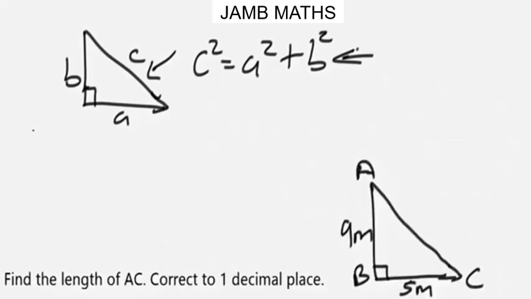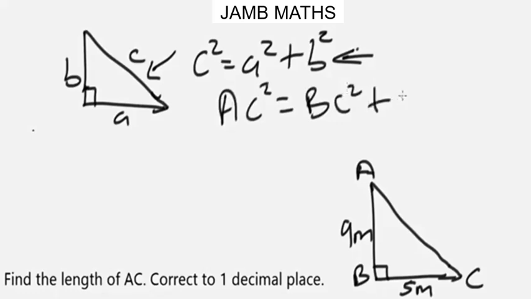Let's wipe this. Okay guys, so look at this question. It says find the length of AC, correct to one decimal place. Now this is very, very simple. Feel free to pause this video and see if you can attempt it. Okay, let's do it together. To find the length of AC, if you apply Pythagoras theorem, it will be AC square equals BC square plus AB square.